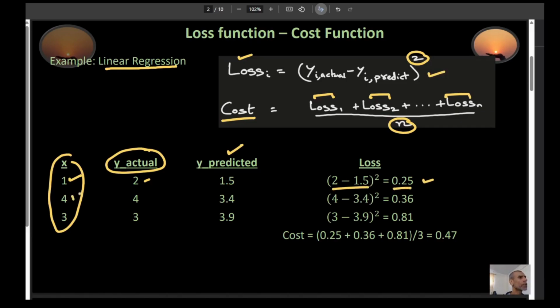Now let's do the same thing for the second data point. My actual value is 4, and my predicted value, let's say, is 3.4. So my loss comes out to be 4 minus 3.4 squared, and the answer is 0.36. Likewise, you can do that for the third one. So these are my three losses for the three data points. My cost in this case would be adding all the losses together, like this formula right here, and then dividing by the total number of data points, in this case 3, and the answer comes out to be 0.47. So this is my cost.